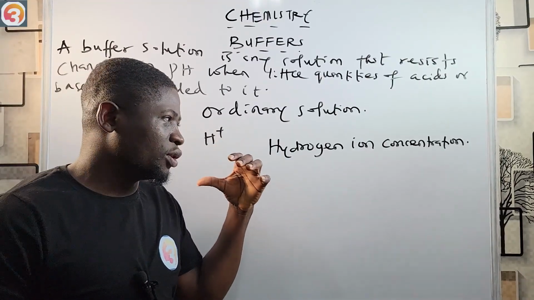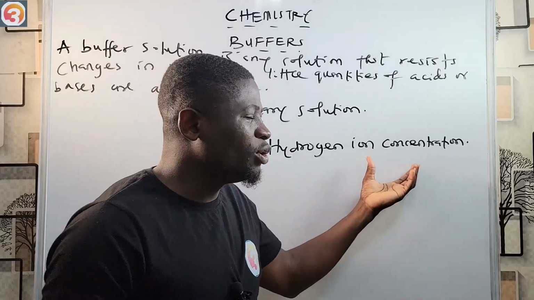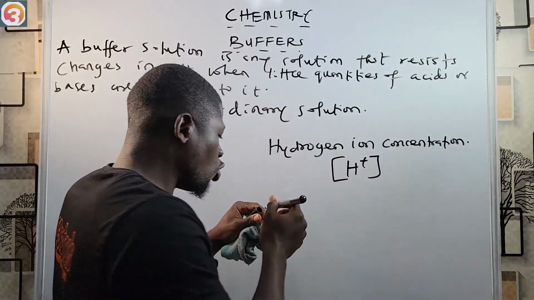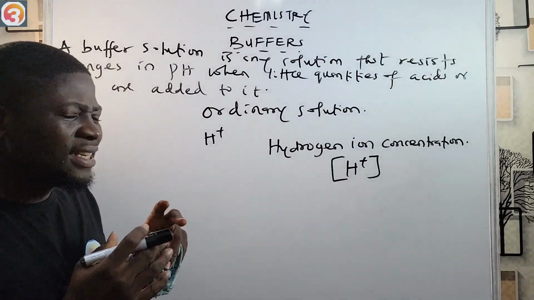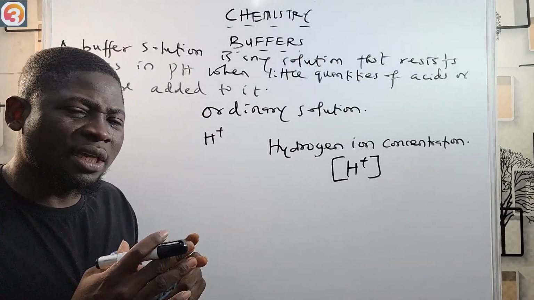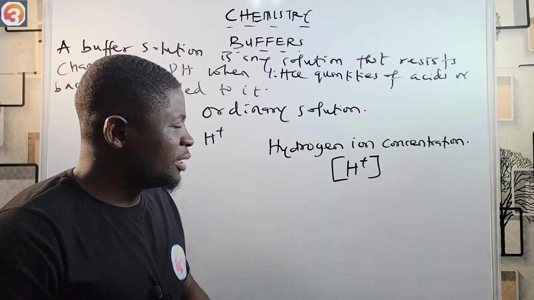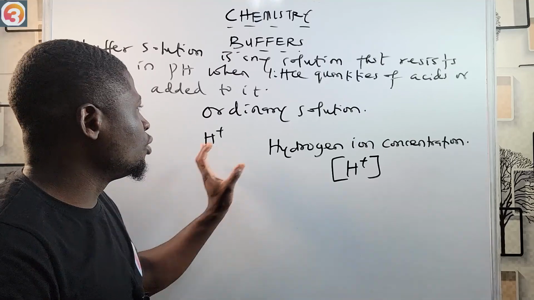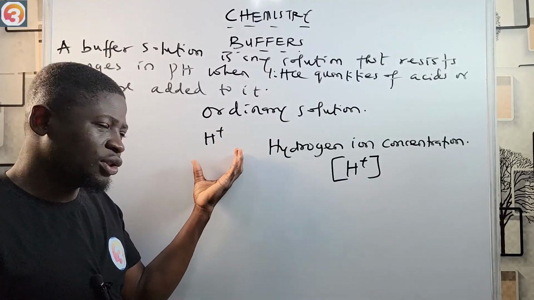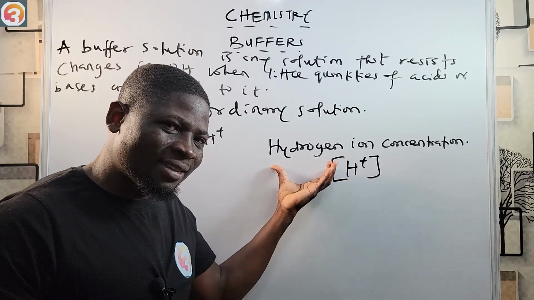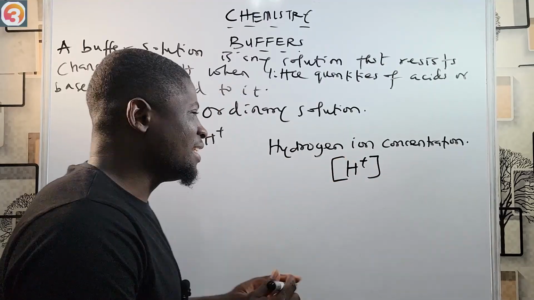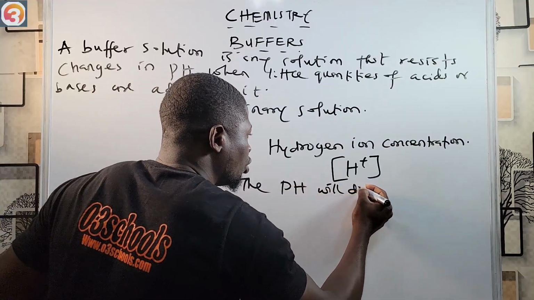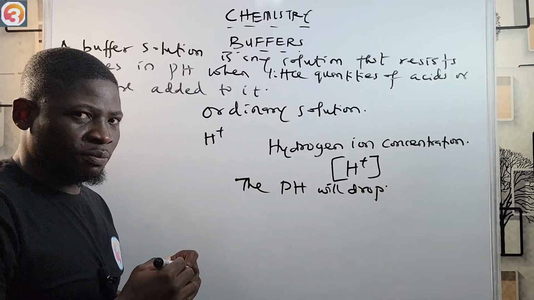And this in turn means what? We're increasing the hydrogen ion concentration. That is this one. We're increasing the hydrogen ion concentration of the solution. All right. This in turn will make the pH drop. So the pH will reduce. So when we add acid to another solution, it means we're adding hydrogen ions to the solution, and it means we're increasing the hydrogen ion concentration, and it means that the pH will drop. Please note that.